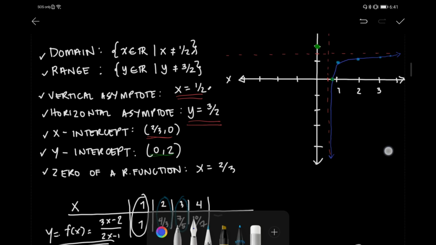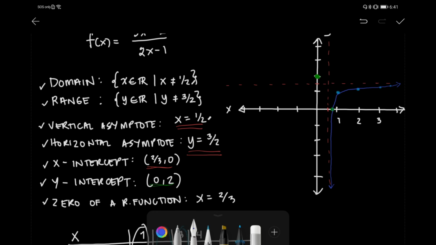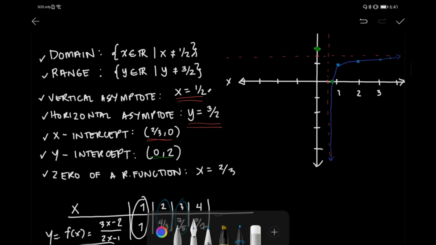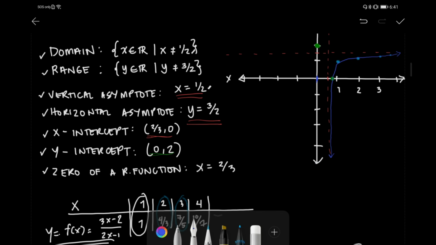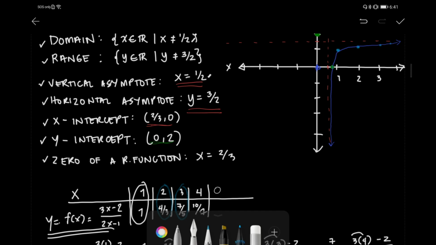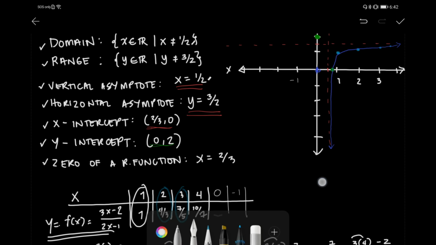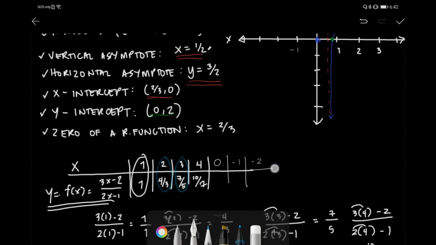So, ganun din guys, ang gagawin natin, para malaman naman natin yung nasa taas na graph, so what we're going to do is mag-pick naman tayo ng value ng x sa left side doon sa ating vertical asymptote. So, pwede tayong kumuha dito ng yung 0. Pwede natin kunin dito yung 0 as x value. Pwede natin kunin dito yung 1, okay, or negative 1. So, this is negative 1. Pwede tayong kumuha ng negative 2. So, negative 2, so on and so forth.